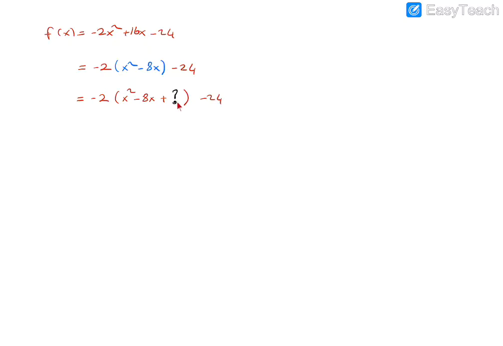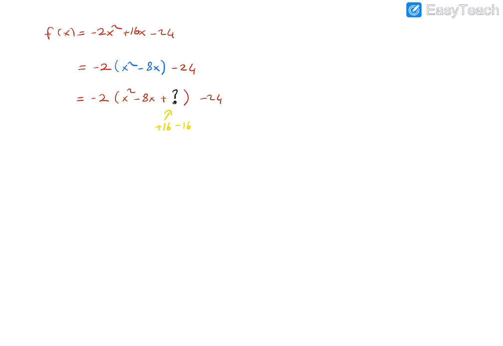How do we find the 16? 16 is the half of this coefficient, squared. So half of the minus 8 is 4. So 4 squared is 16, okay? So here you should add 16. And when we add the 16, of course, we should subtract the 16.